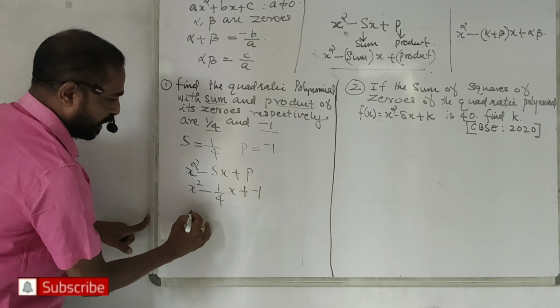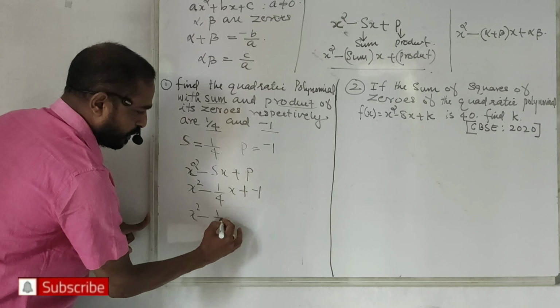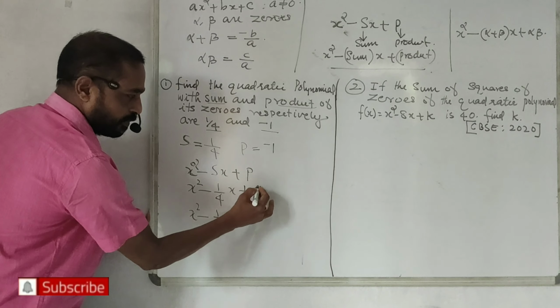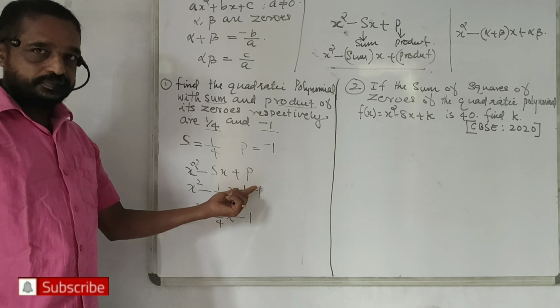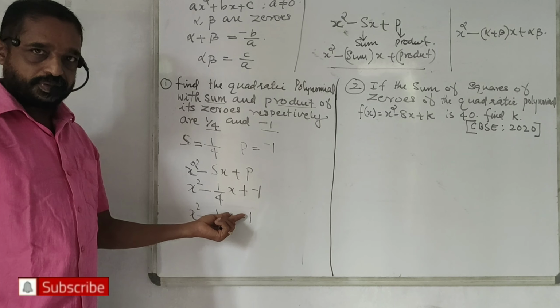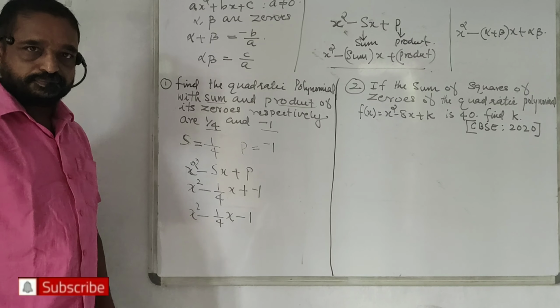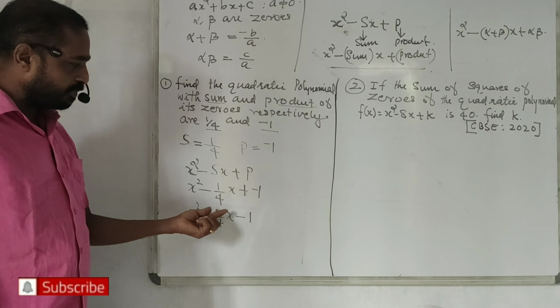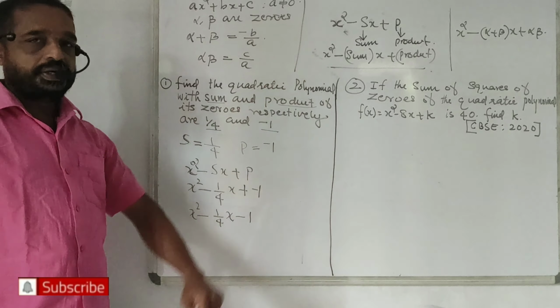So here this is x square minus 1 by 4 x plus minus 1, which becomes minus. Here the signs are different. If the signs are different, we will put a negative sign. If the signs were the same, we would have put a positive sign. So x square minus 1 by 4x minus 1 is the required quadratic polynomial.